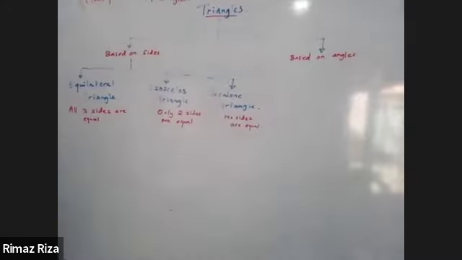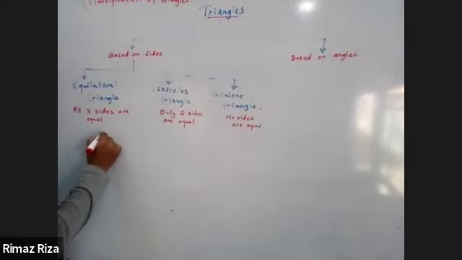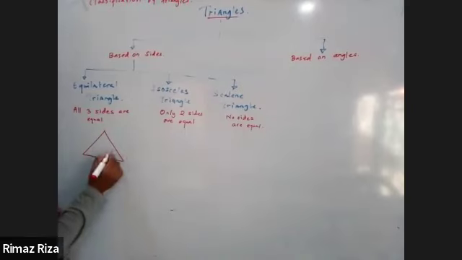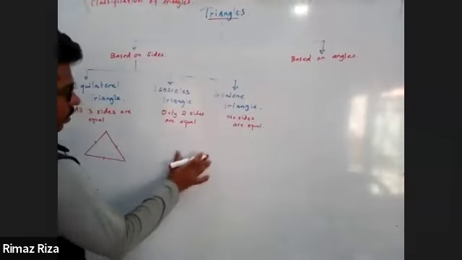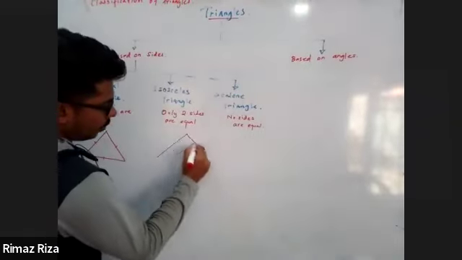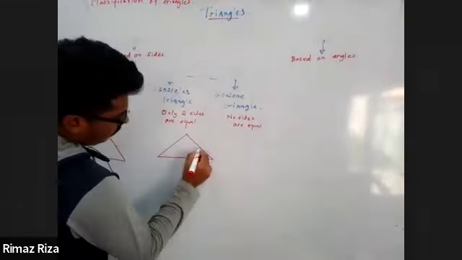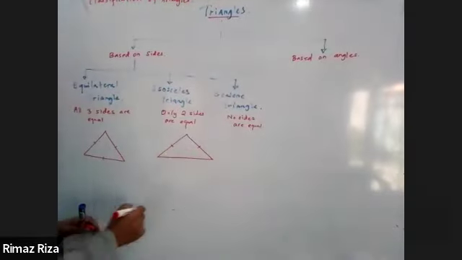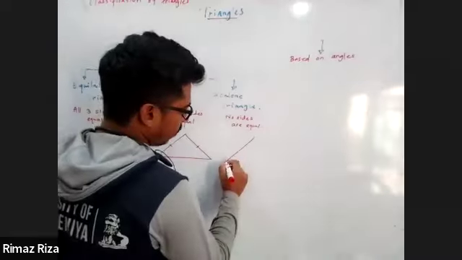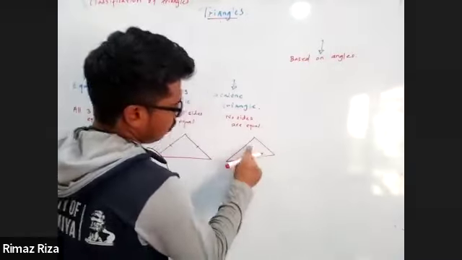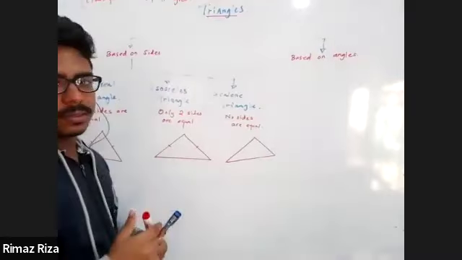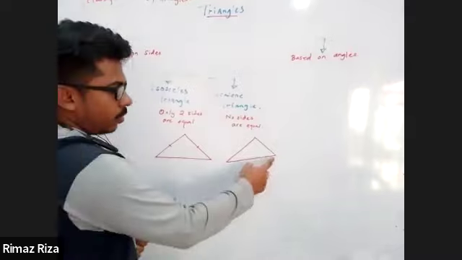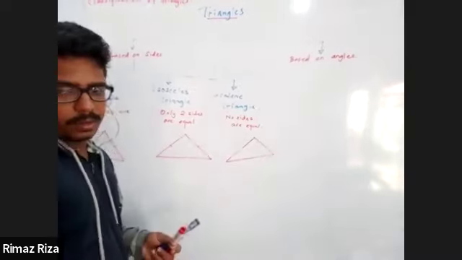Okay. So we can illustrate it. All three sides are equal means we get something like this. So this side is equal to this and that equals to this. And only two sides are equal, we have something like this triangle. So this side is equal to this. And no sides are equal, something like this. So all three are different in size. Size means the length. The size of a side is the length, right?